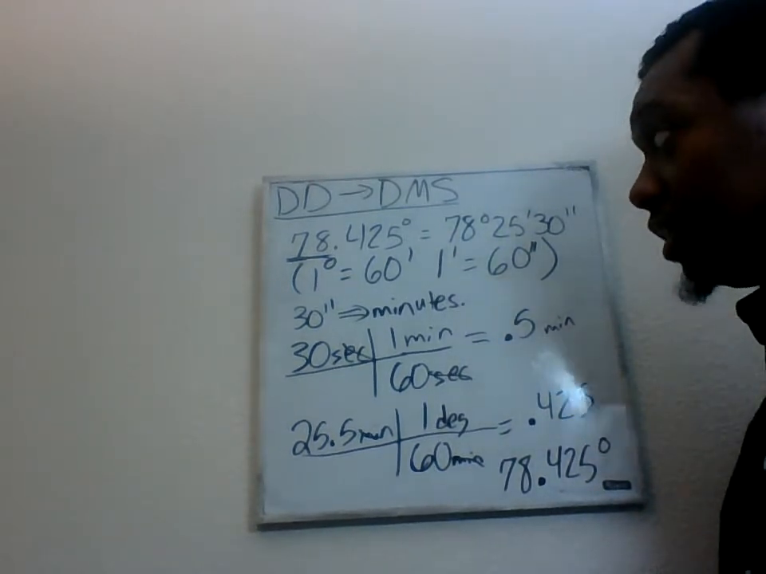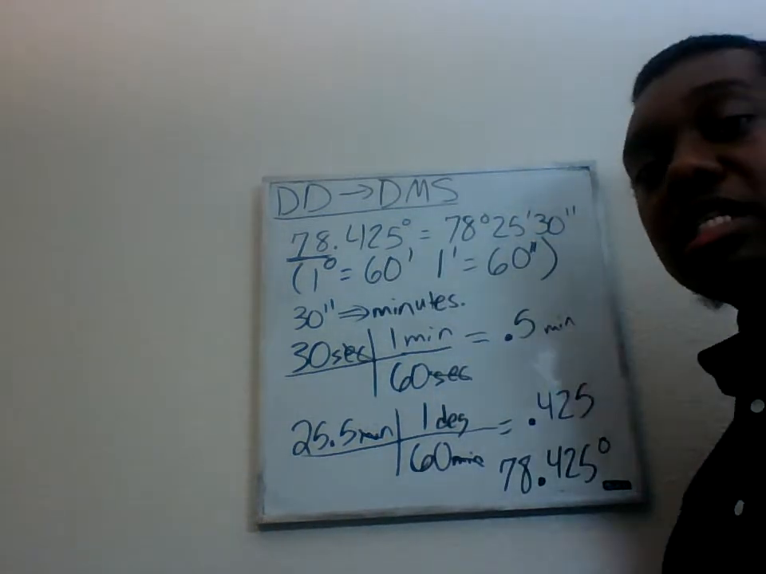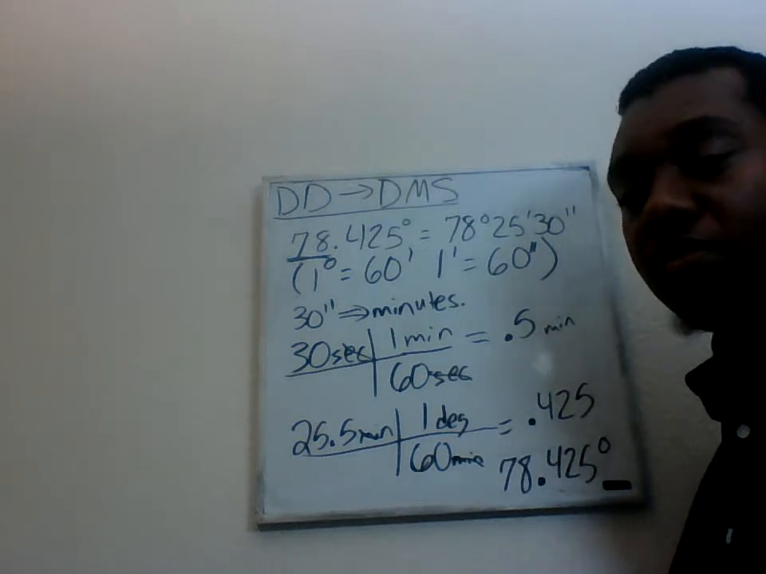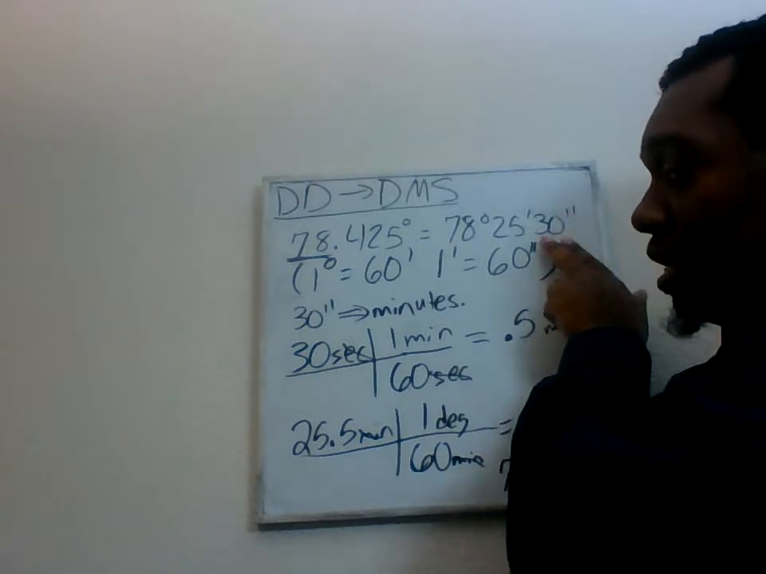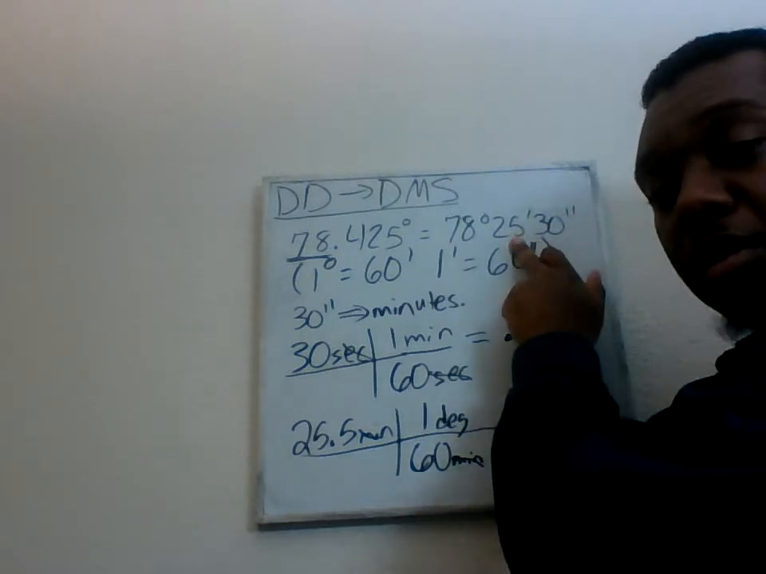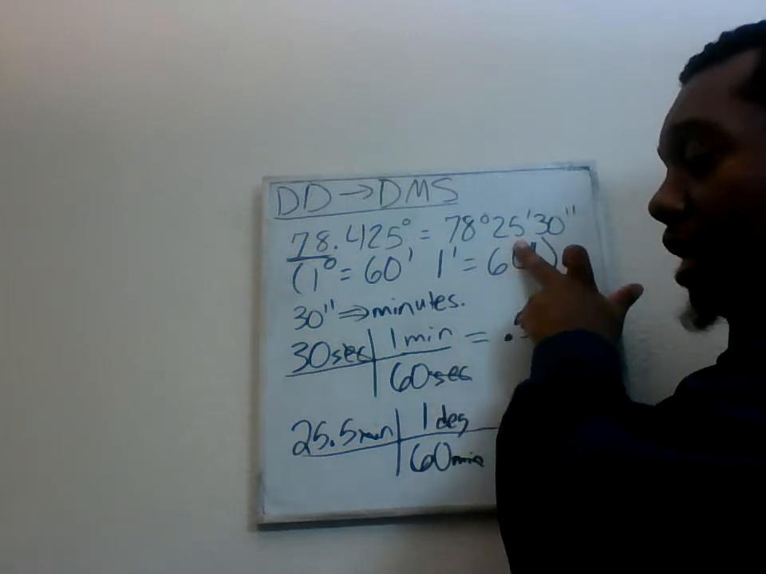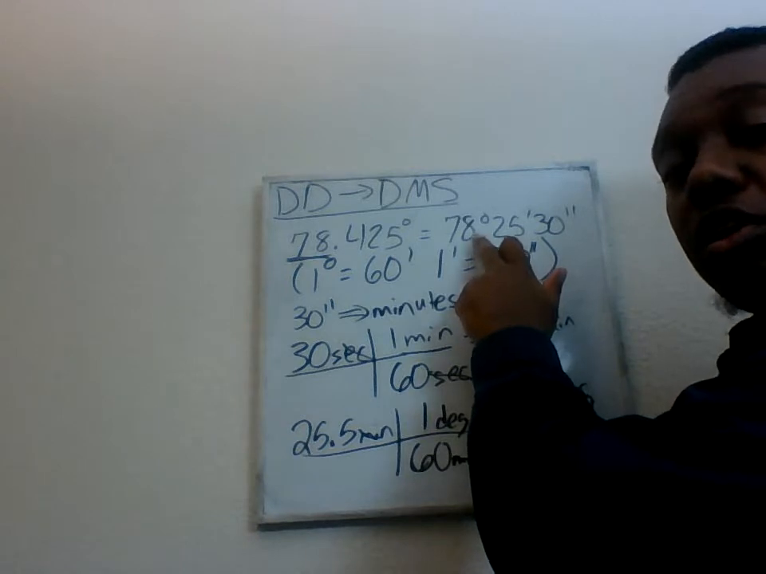Okay. So going from degrees, minutes, seconds back to decimal degrees is essentially the same thing. We're just flipping, or doing the reciprocal of, our conversion factors. We're taking our seconds and we're going to convert that to minutes so that we can add it to our total minutes. We're going to take our new total minutes and we're going to convert that into degrees and add it to our total degrees.